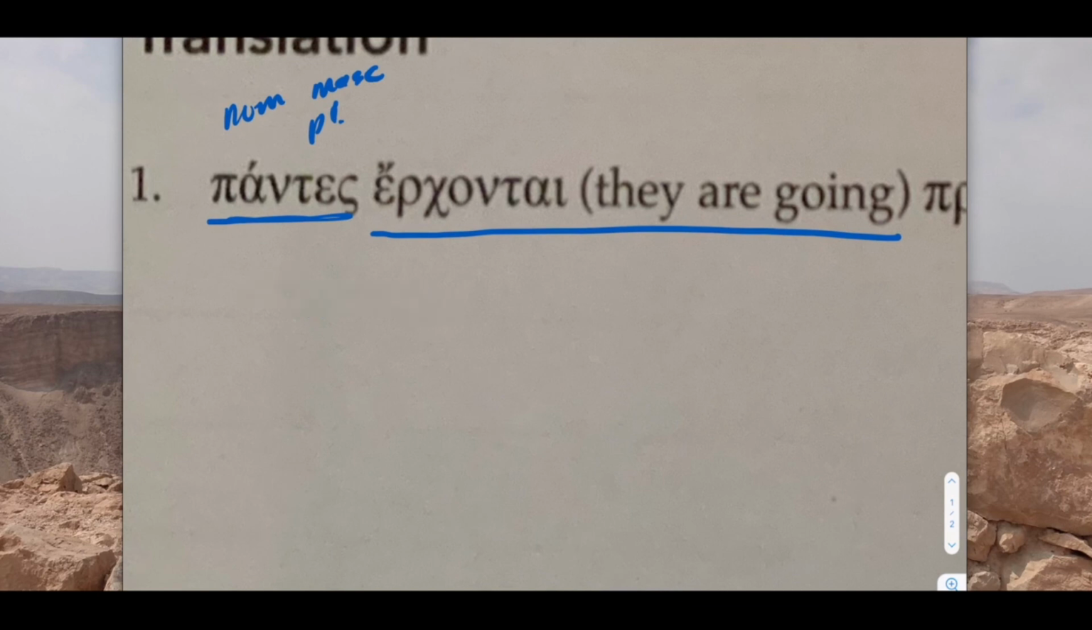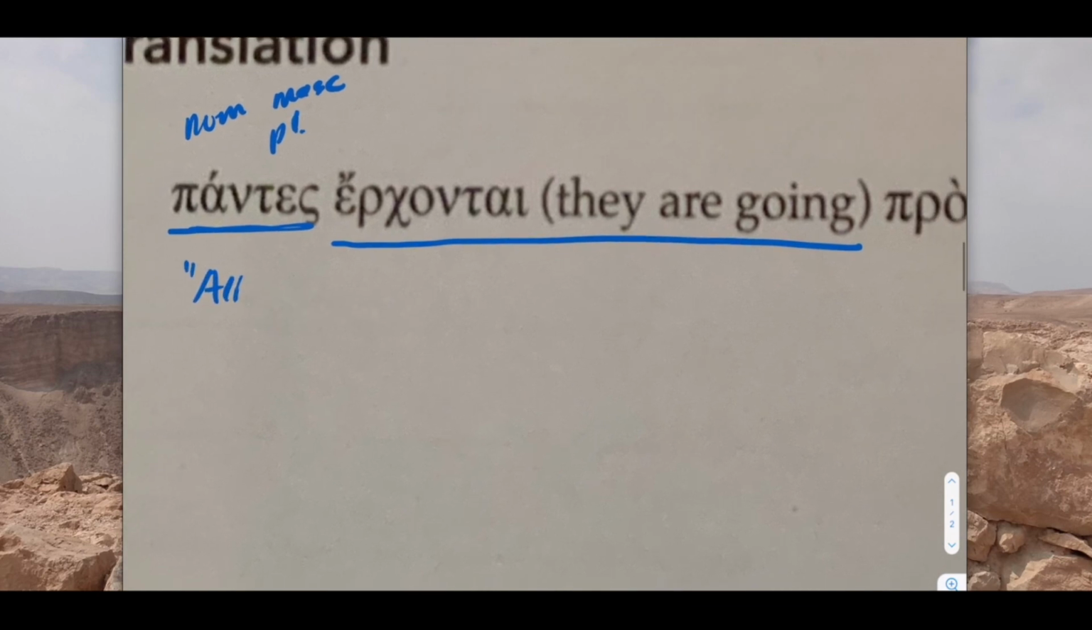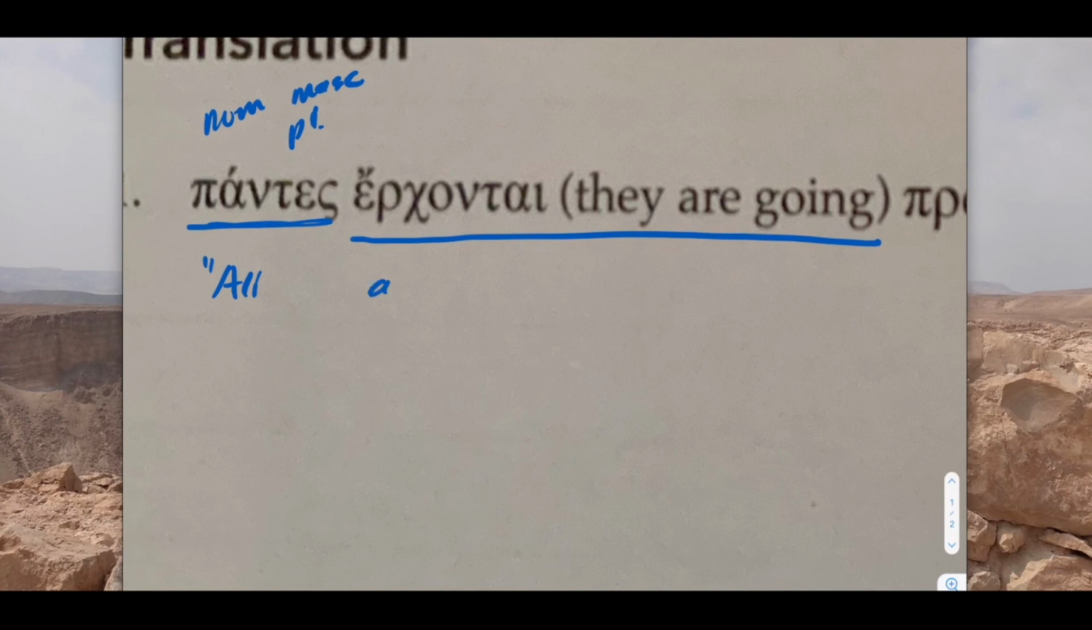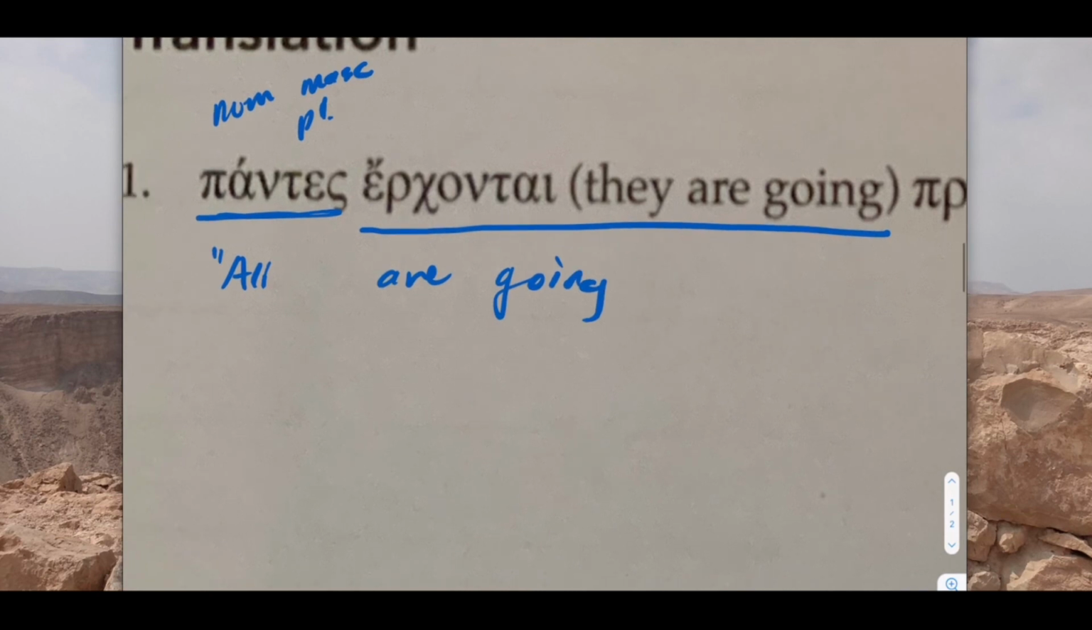So how are we going to translate it? All they are going. Well, they is plural, so we know: all are going. Now, pantes, there's no noun that it's modifying present here, so this is substantival. Substantival adjective. All what? All the people, something like that, or all the crowd is implied. But you can just say all.